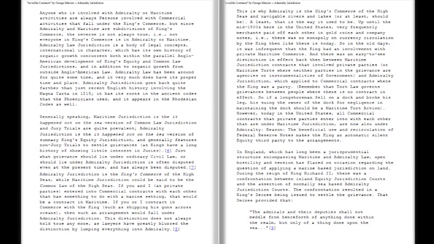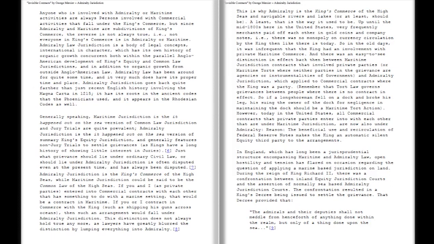If you or I contract in commerce with the King, such as shipping his guns across oceans, then such an arrangement would fall under admiralty jurisdiction. This distinction does not always hold true anymore, as lawyers have greatly blurred the distinction by lumping everything into admiralty. 8. This is why admiralty is the King's commerce of the high seas and navigable rivers and lakes, or at least, should be. At least, that is the way it used to be.